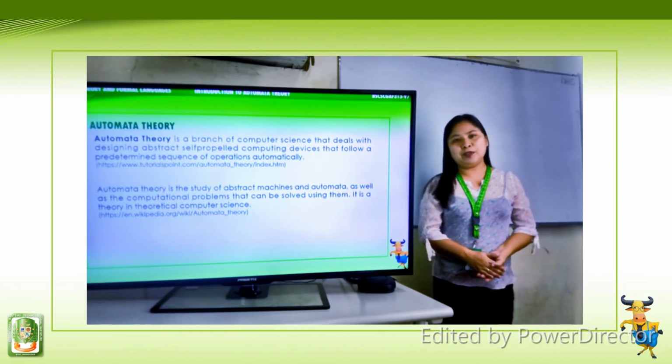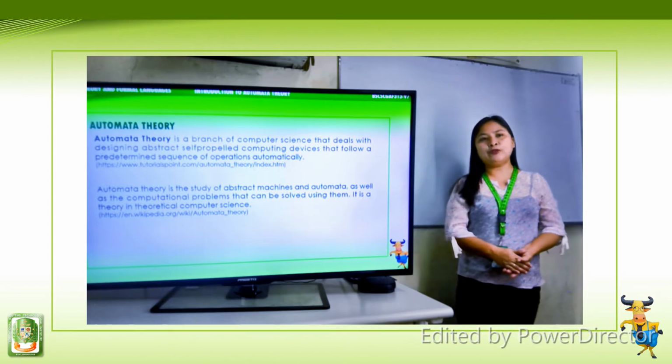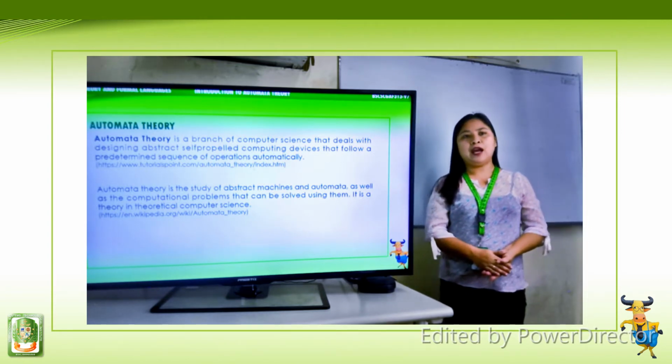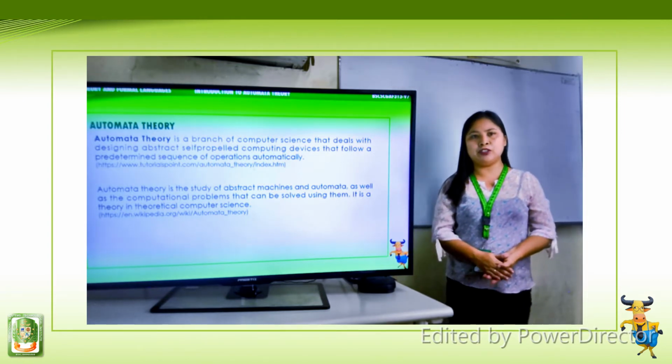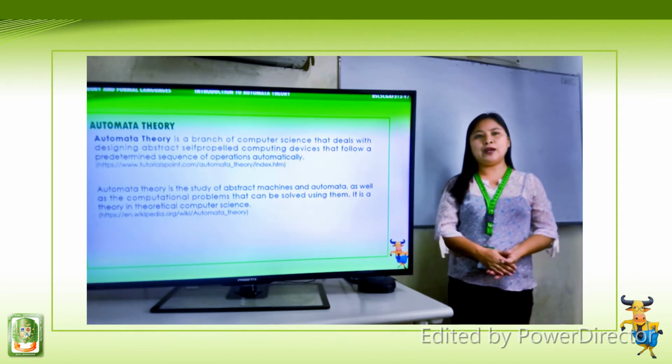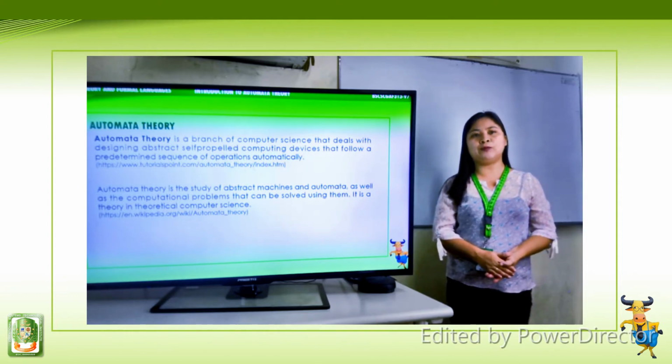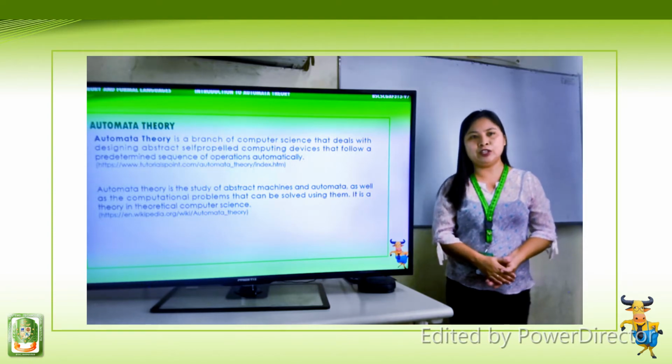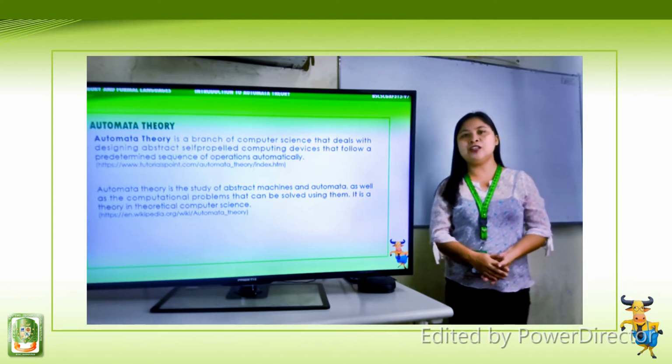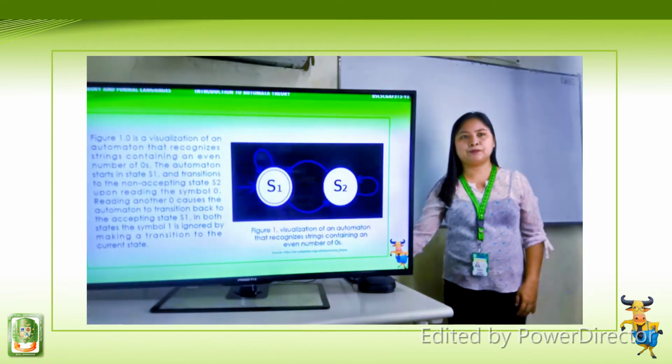And then, Wikipedia.org defined automata theory as the study of abstract machines and automata, as well as the computational problems that can be solved using them. It is a theory in theoretical computer science.